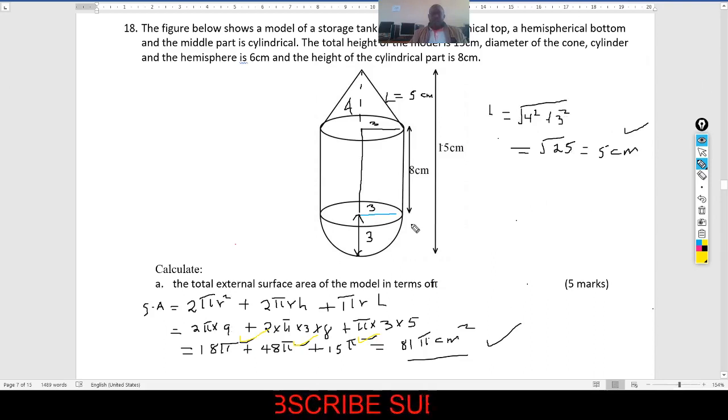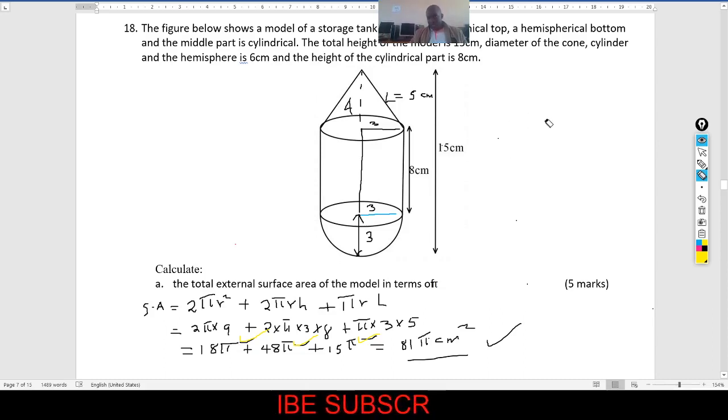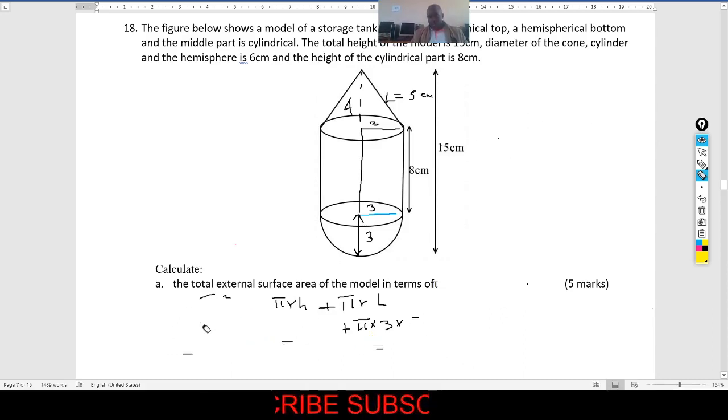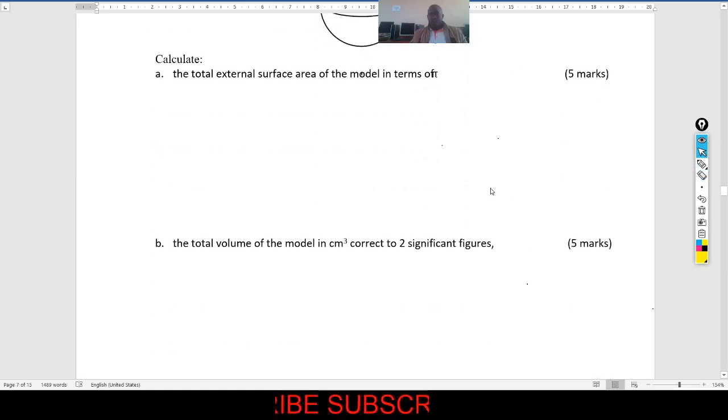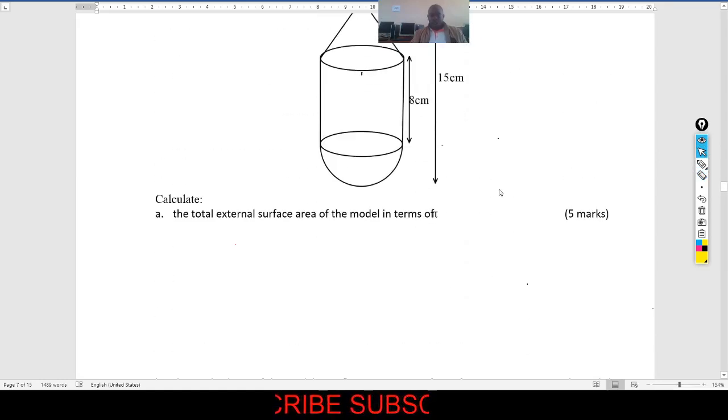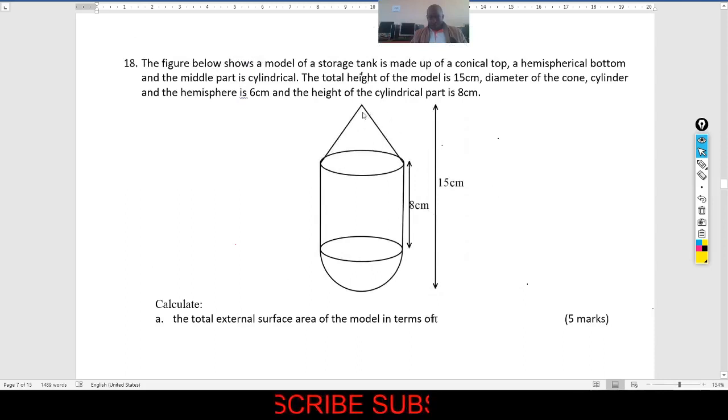And then from there, the next question is that we find part B. Now we move to part B, we are supposed to find the total volume of the model. The total volume of the model, we'll have to find the volume of the cone plus the volume of the cylinder plus the volume of the hemisphere.